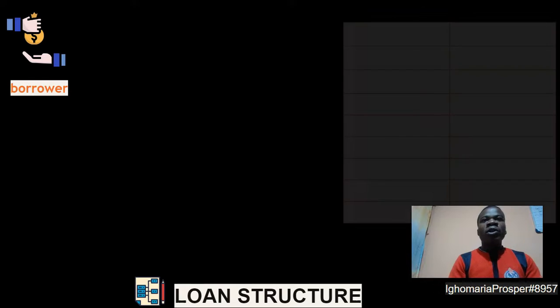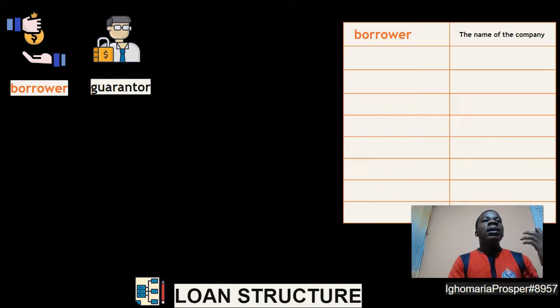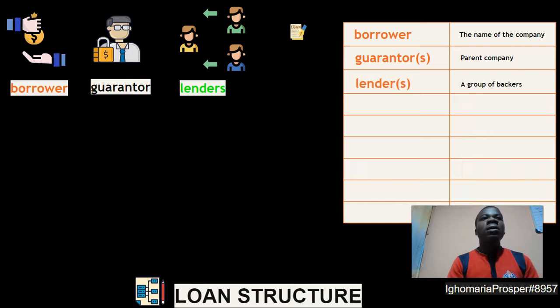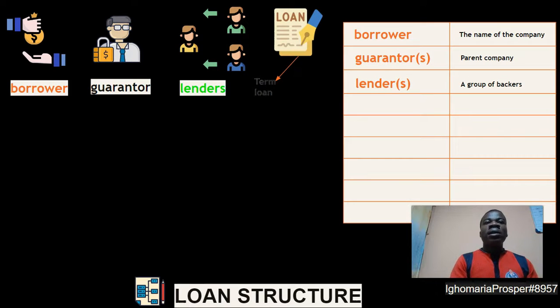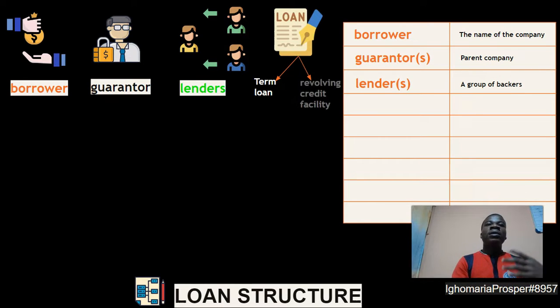We have the borrower who is borrowing, which is usually the name of the company. We have the guarantor who is going to stand in the case of a default, which is usually the parent company. We have the lenders, the people that are providing the loans. We have the facility type. Is it a term loan, meaning you are giving everything upfront, or a revolving credit, meaning you are committing part of it now and then committing other parts later on?